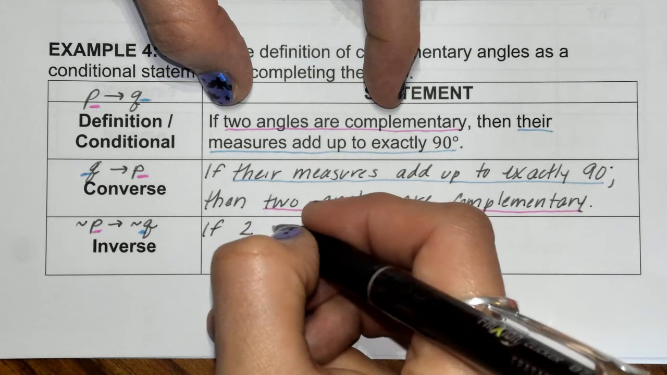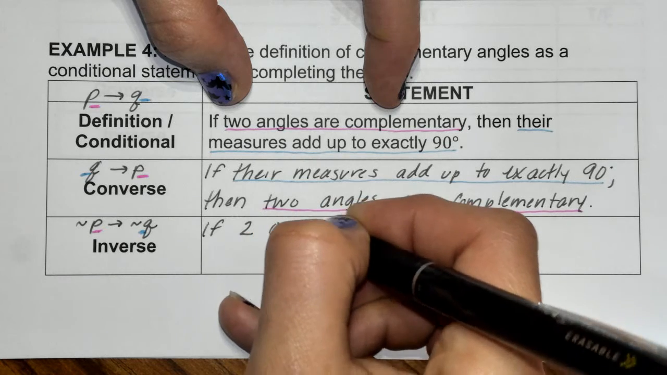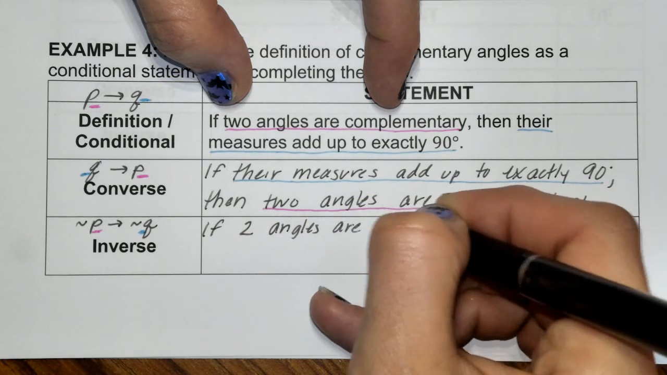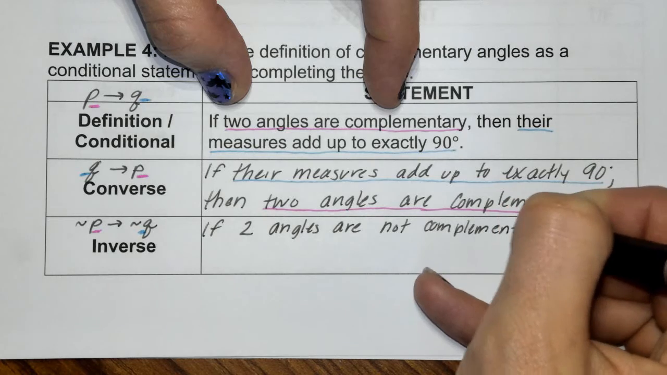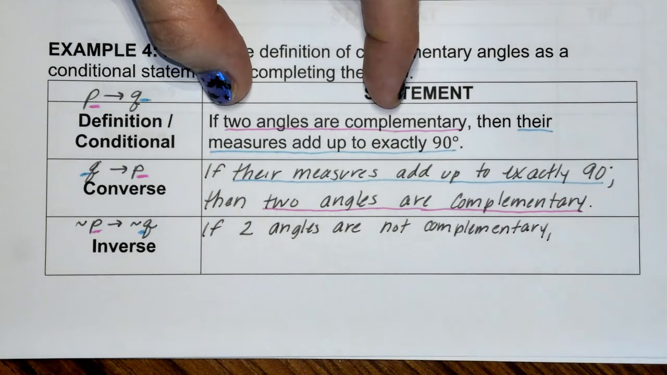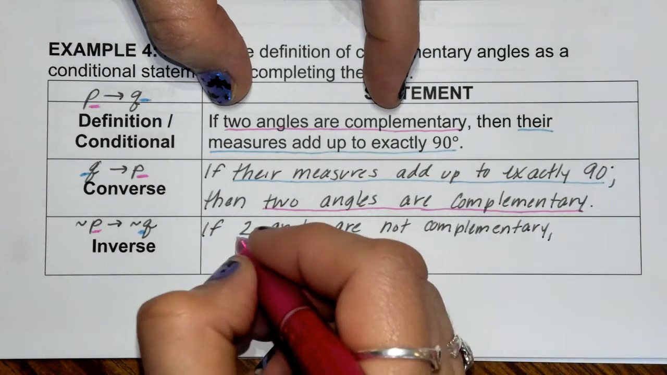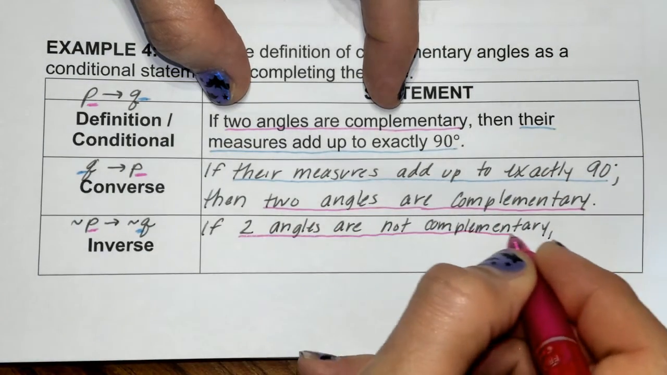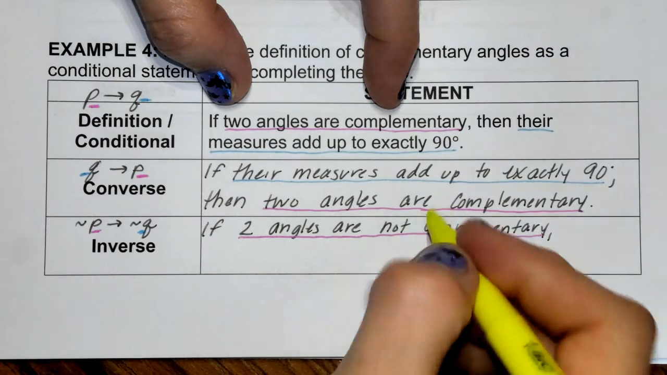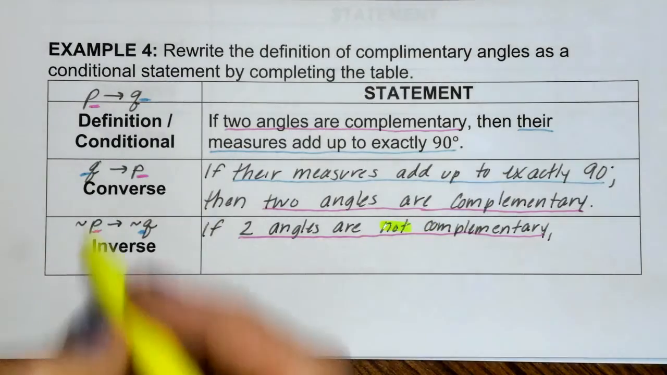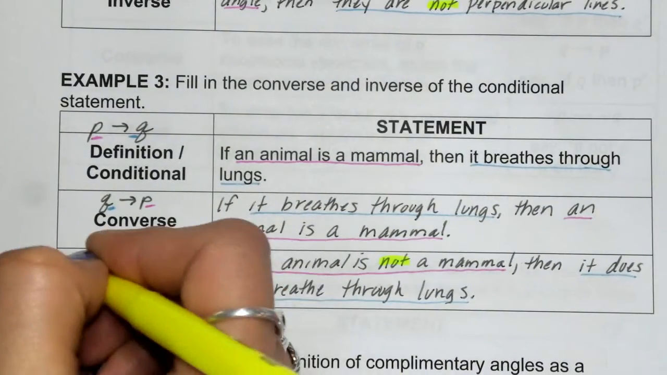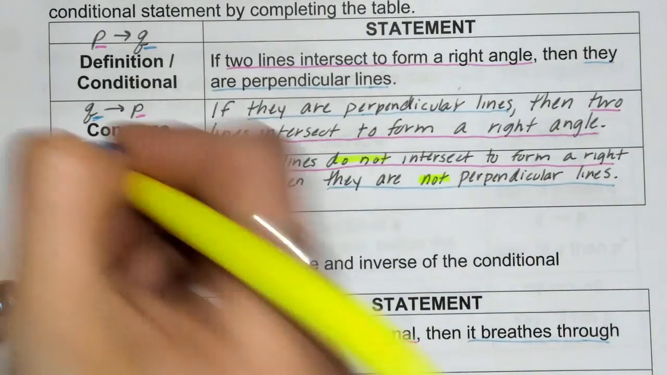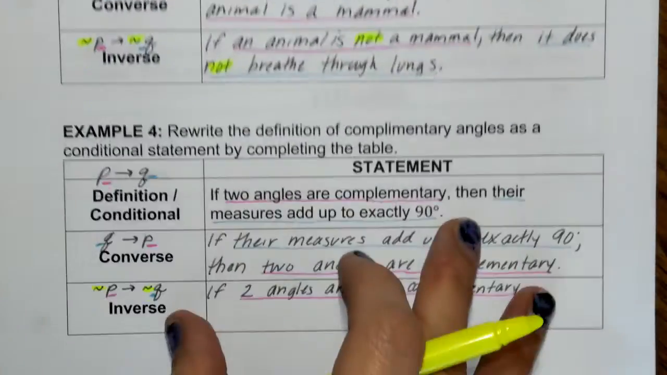I'm just going to put the number 2. Comma. So there is our P. Two angles are not complementary, with that negation. Make it the opposite. Highlight the negation in. Forgot to do that on the other two as well. So I'm kind of going back, highlighting those negations. Okay, making sure they're sticking out.